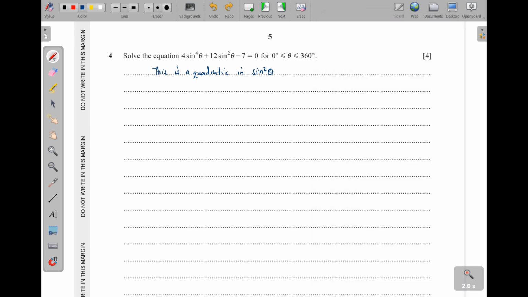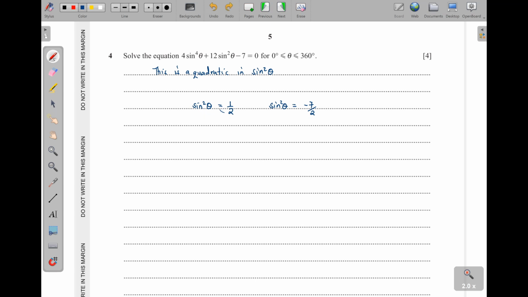So what I can do is to write sine squared theta, because it is a quadratic in sine squared, is equal to a half, and then the other one is sine squared theta is equal to negative 7 over 2. But when you write like that in the exam, you're going to lose marks, because the examiner needs to see the attempt you have used to solve the quadratic equation. So to cheat the examiner, you can give us the factors from which these roots are coming. So you cross multiply, what do you get?